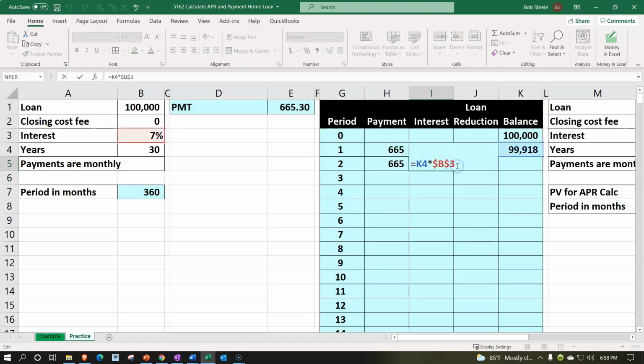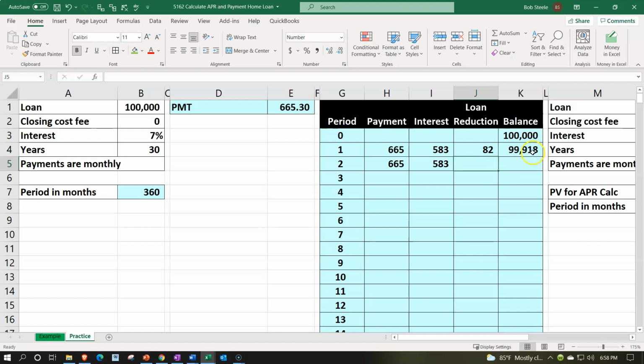So I'm going to take that second number, B3, the 7%, divided by 12, and now we've got the amount 583. It doesn't look like there's any difference, but it's slightly different due to the change in the balance. That difference will become quite apparent as we copy it down. So we're going to take the payment minus the 583 or so, and now we're going to take the prior balance, the 99,918 minus the 82.